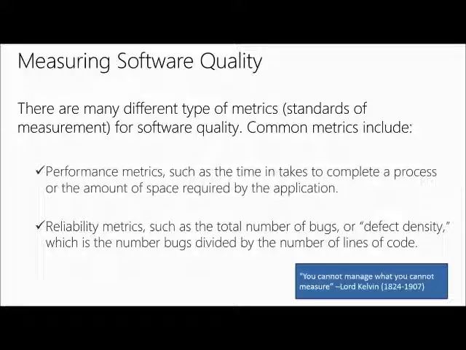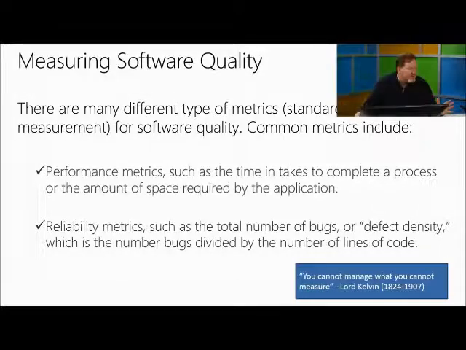So Lord Kelvin, back in the late 1800s, basically said, you cannot manage what you cannot measure. And that being said, if you think about how we manage applications, if we can't define good ways to measure the efficiencies of our products, then it's hard for us to manage those. So there are many different types of ways to measure software test. Can you talk a little bit about some of the options that are out there and available?